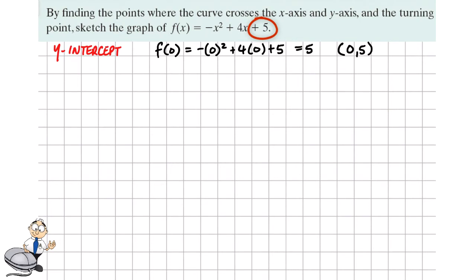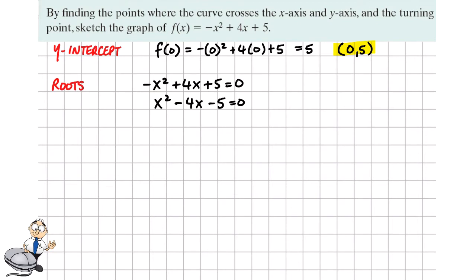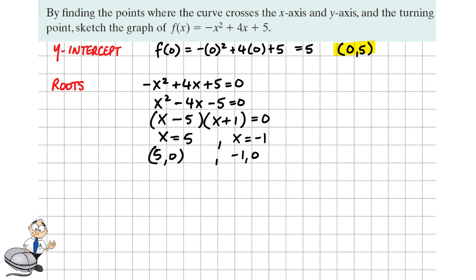So y-intercept is 5. The x-intercepts, we call these the roots. So if we let the function equal 0 and solve the equation, so if -x squared plus 4x plus 5 equals 0, well, if we multiply across by -1, it should also be true that x squared minus 4x minus 5 equals 0. And we'd see the factors of this are x minus 5 and x plus 1, giving us roots x equals 5 and x equals -1. So this gives us another set of points, (5, 0) and (-1, 0).